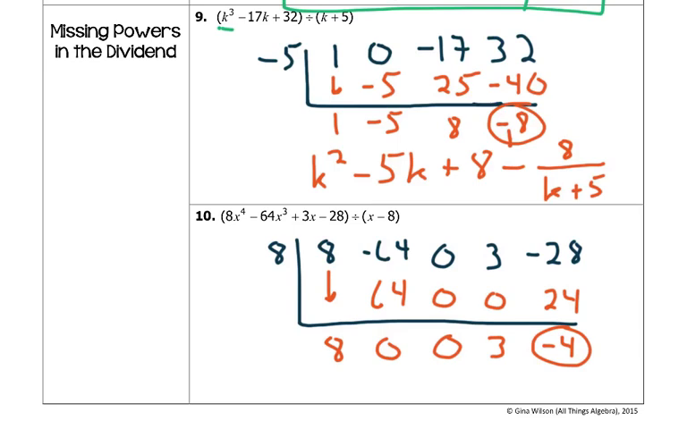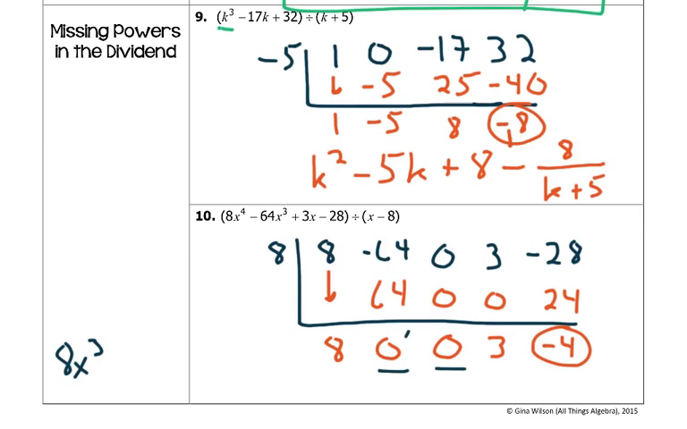So here we go, 8. What is our first exponent going to be? Well, we have x to the fourth here. X to the fourth divided by x gives us x to the third. So we're going to start here with 8x to the third.